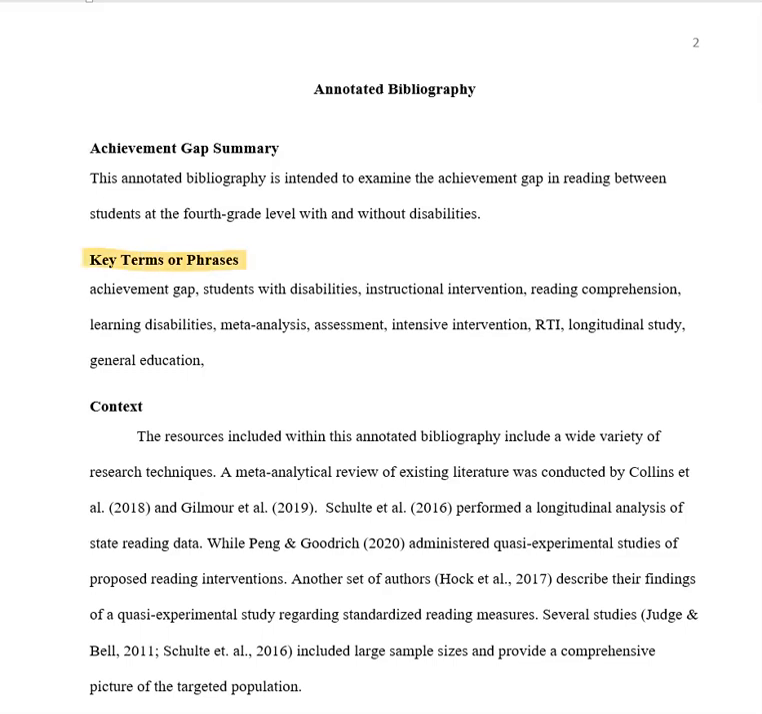All right, how about the key terms and phrases? These are the terms that you used when you were researching and trying to find the resources that you would report on in this annotated bibliography. Notice that we just have the words, the terms, or the phrases. There are no definitions. When you get to the literature review, there will be definitions, and they must come from the source. That means the research that you have reported on in the literature review.